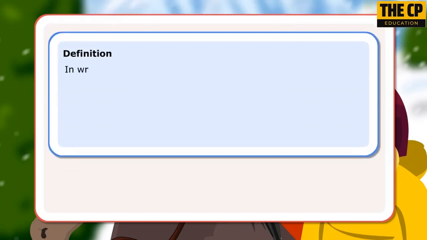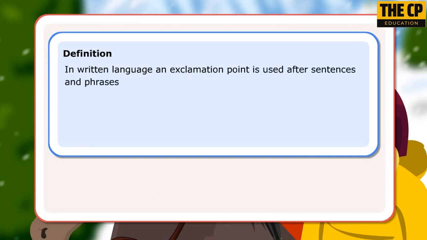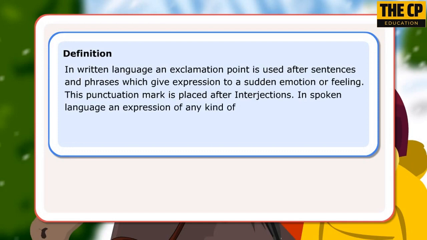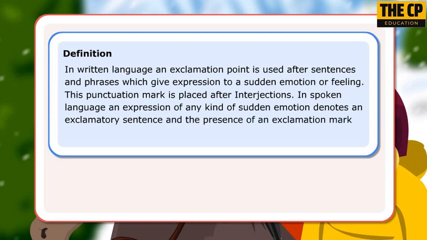Definition. In written language, an exclamation point is used after sentences and phrases which give expression to a sudden emotion or feeling. This punctuation mark is placed after interjections. In spoken language, an expression of any kind of sudden emotion denotes an exclamatory sentence, and the presence of an exclamation mark at the end of an exclamatory sentence is mandatory.